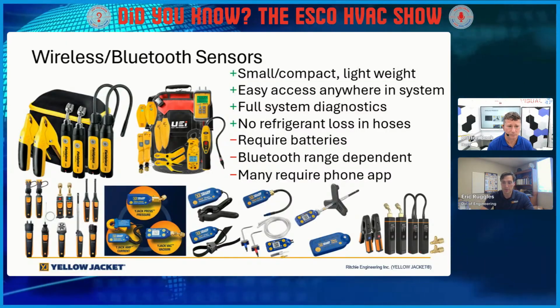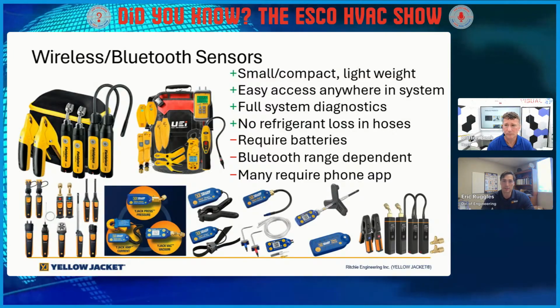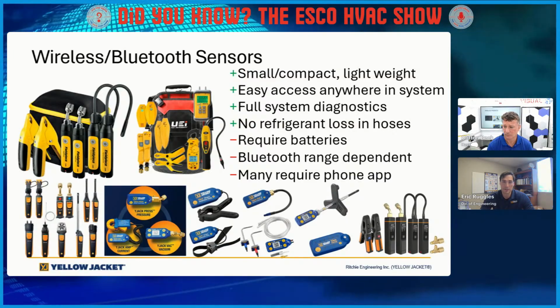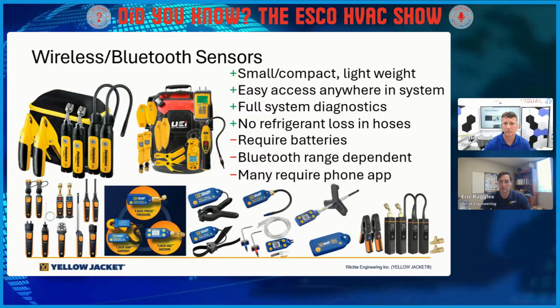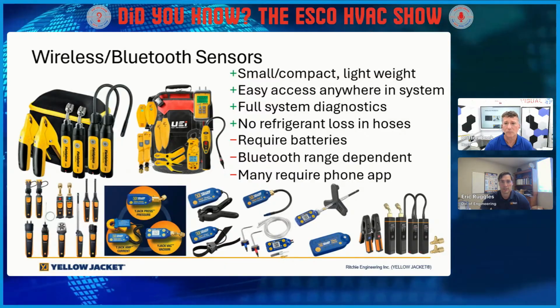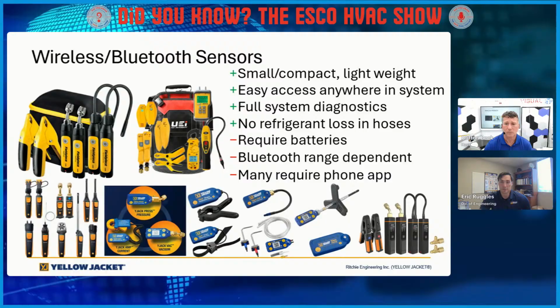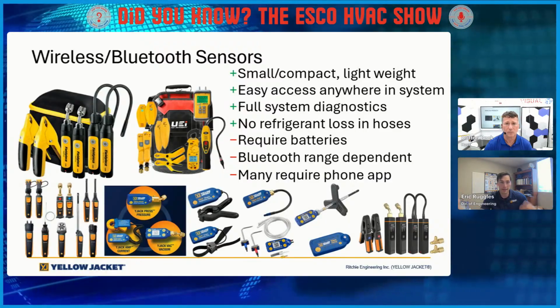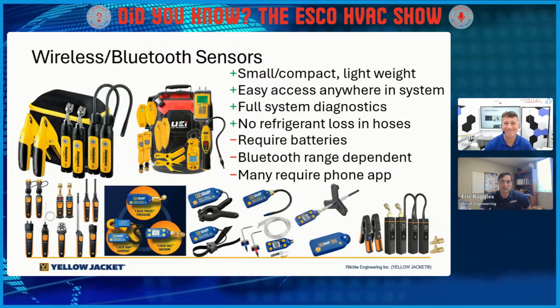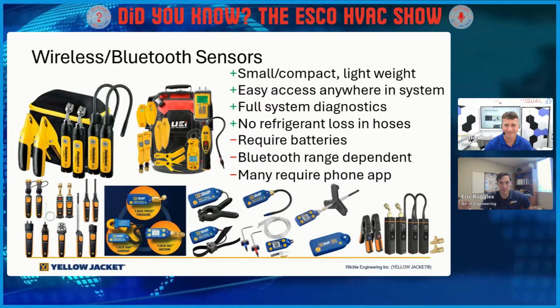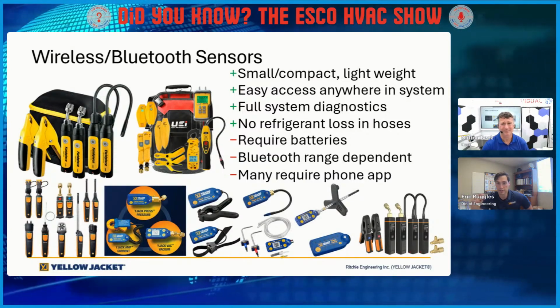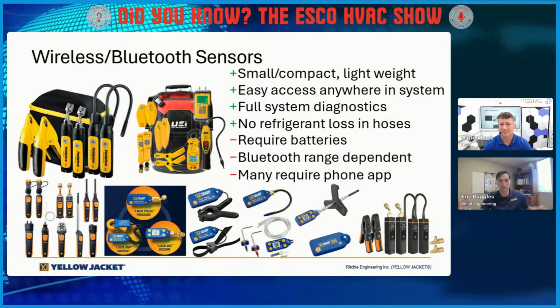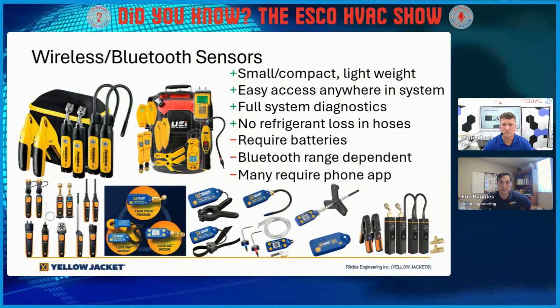You can carry a couple in a bag, in a pocket if you needed to. It's easy to access pretty much anywhere in the system. You don't have to stretch long hoses if you've got a big system to attach to. Obviously, you can get full system diagnostics if you're using air side and refrigerant side, which helps. And then no refrigerant loss in hoses. You can connect a pressure sensor. It's huge. Just the sensor is taking the refrigerant, right? Not a full 3, 5, 7 foot hose attached.